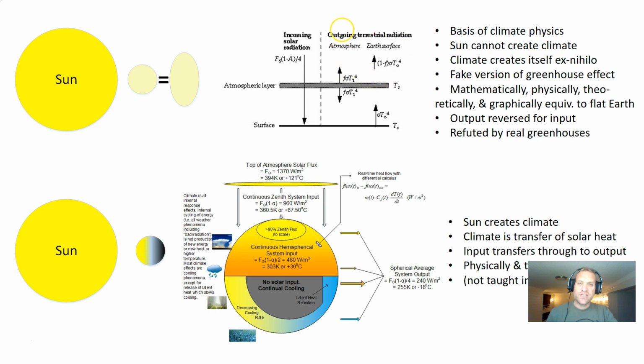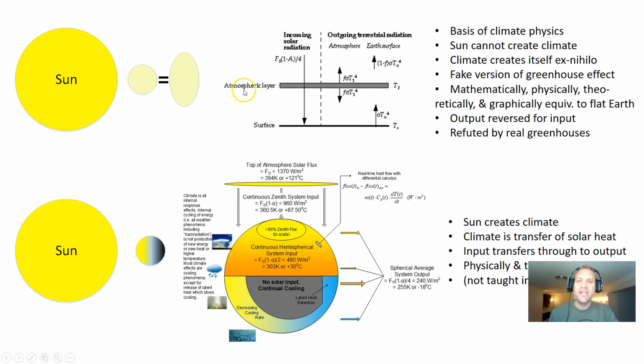This is a fake version of the greenhouse effect that doesn't exist. It's mathematically, physically, theoretically, and graphically equivalent to flat Earth. That's why it is even drawn. When you do this, sure, you're spreading the sunlight over the entire sphere at once. And what happens when you do that?